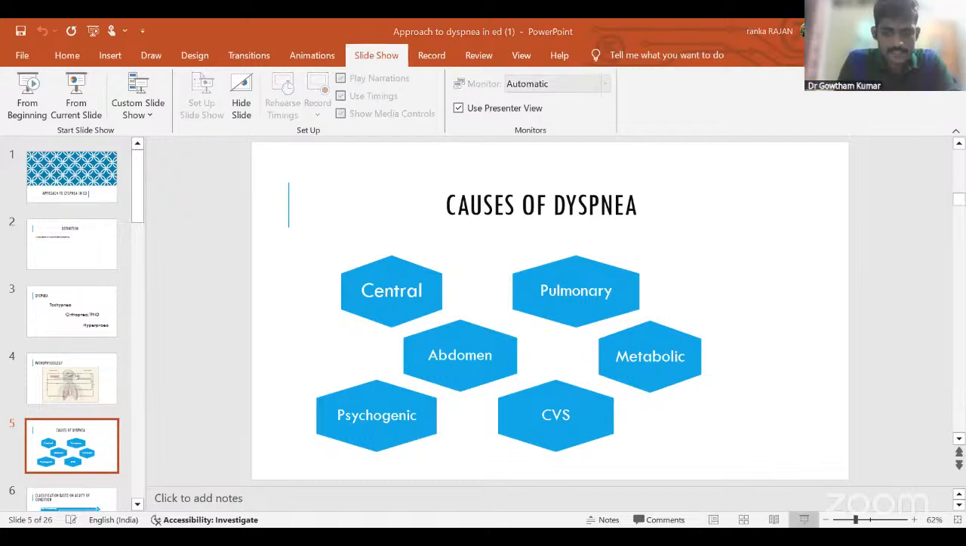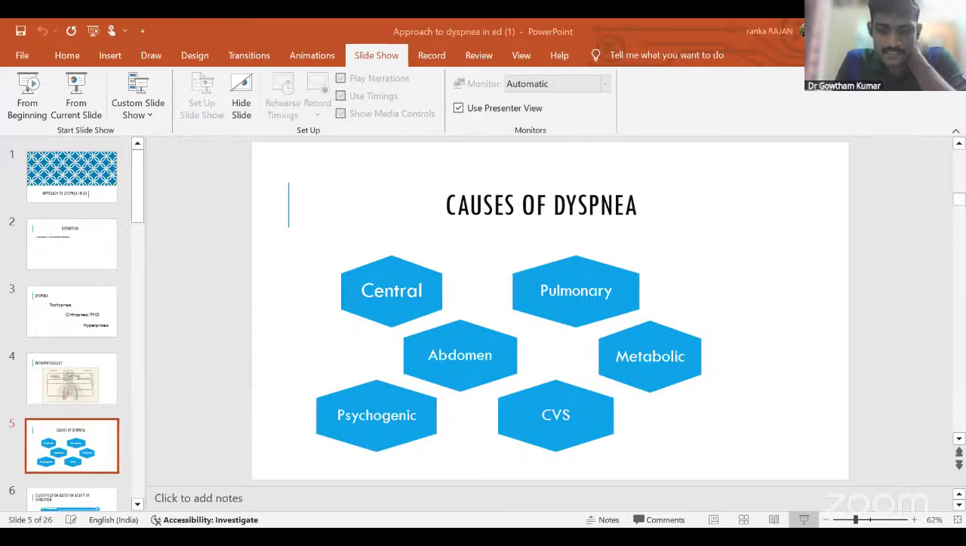The causes of dyspnea: central, pulmonary, abdomen. The central causes would be like post RTA, any injury to the brain, CNS, stroke. The pulmonary causes are pneumonia, pneumothorax, any pulmonary edema, or any toxic substance irritating the lung. Abdomen causes are large ascites pushing the diaphragm up, or any severe pancreatitis restricting the movement of the diaphragm. Metabolic: DKA or severe metabolic acidosis like in CKD or acute kidney injuries, or any toxic substance or electrolyte imbalance making the patient drowsy and decreasing their respiratory rates.